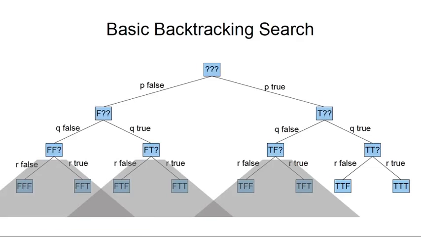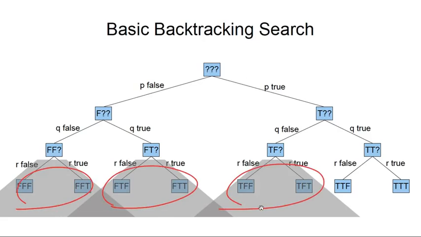Comparing the tree we just explored to the full search tree, we see that we've been able to eliminate or prune away the need to search all these subtrees. And again, in this particular example, it's not a huge saving. But in a larger example, where we have more propositional variables, these could be huge subtrees we're pruning away.